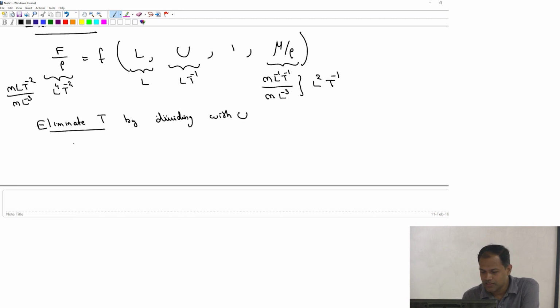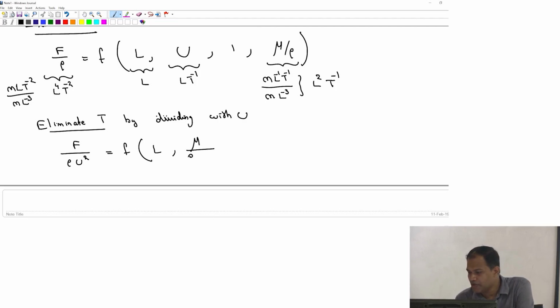So sorry, t. So I'll do f by rho u square is a function of L continues to be there, L. I don't have to care about U now because I'm going to divide U with U, and density is anyway not there, comma mu divided by rho. I have L square t to the power of minus 1. So, if I want to get rid of time, I just need to divide it with U, right.